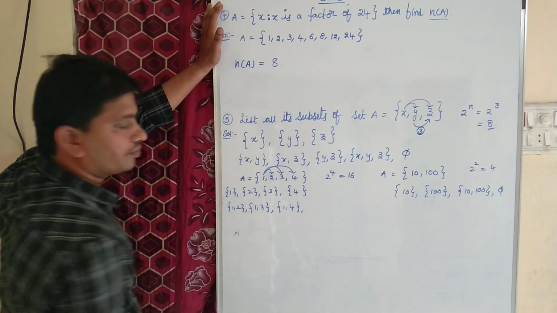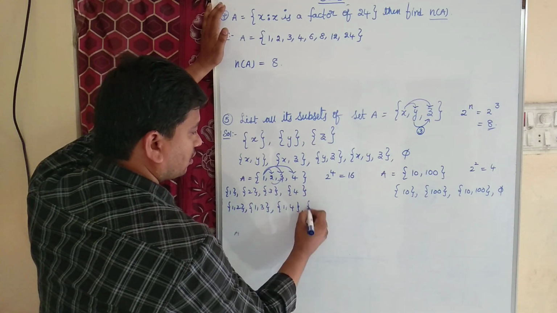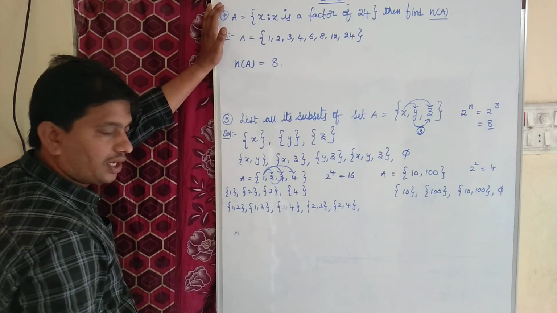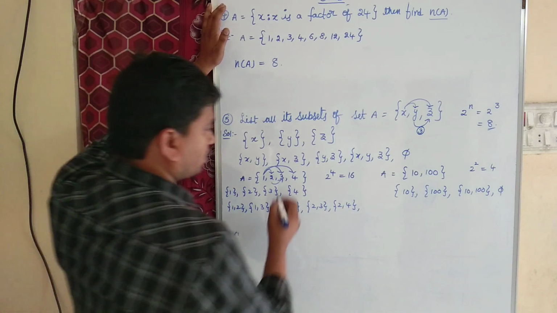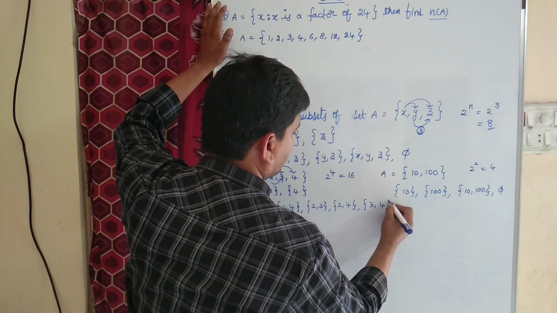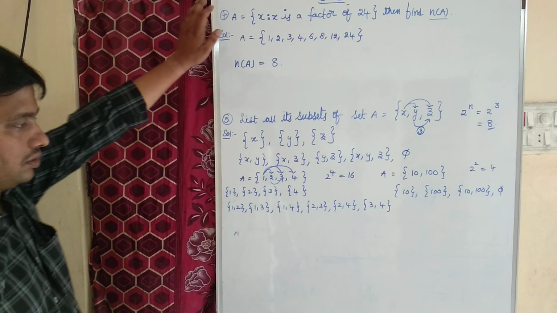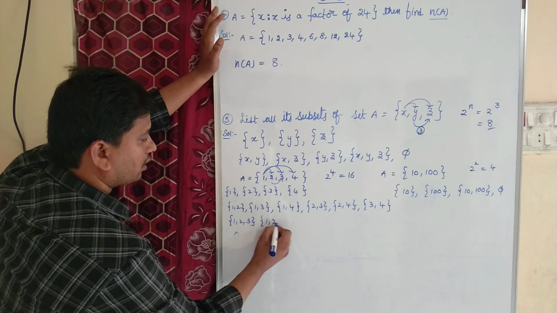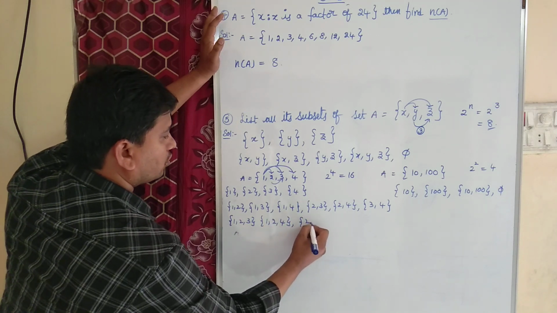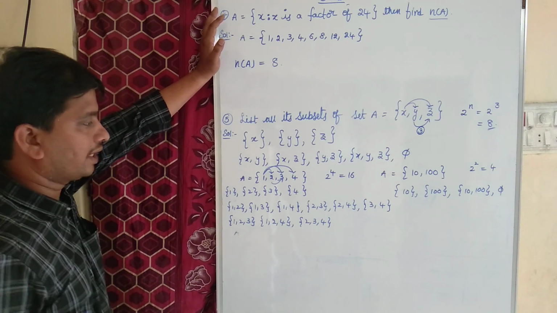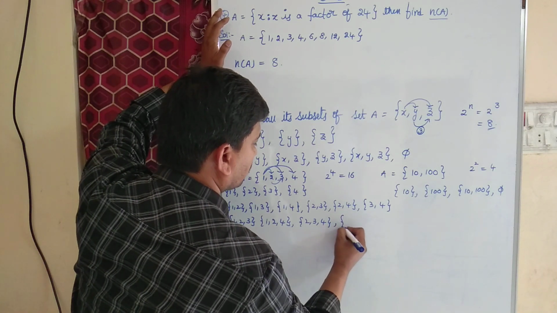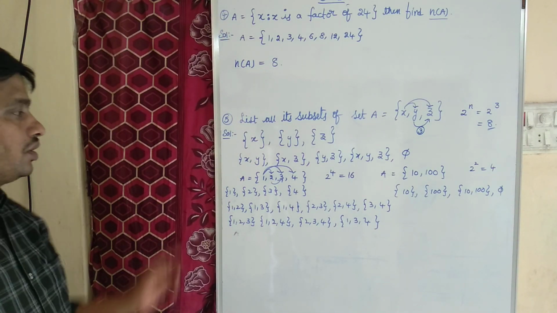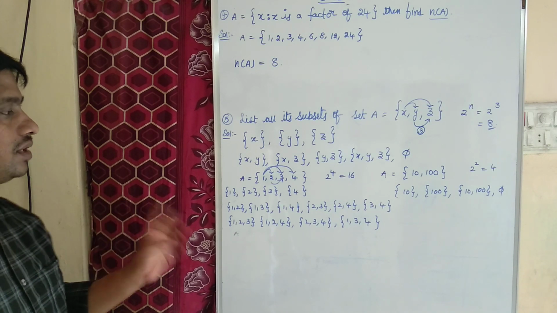{1, 2}, {1, 3}, {1, 4}. Now {2, 3}, and then {2, 4}. Okay, {2, 3}, {2, 4}. Next {3, 4}. Okay. Next 3 elements: {1, 2, 3}, and then {1, 2, 4}, and then {2, 3, 4}, and then {1, 3, 4}. Right? {1, 2, 3}, {1, 2, 4}, {2, 3, 4}, and then {1, 3, 4}.